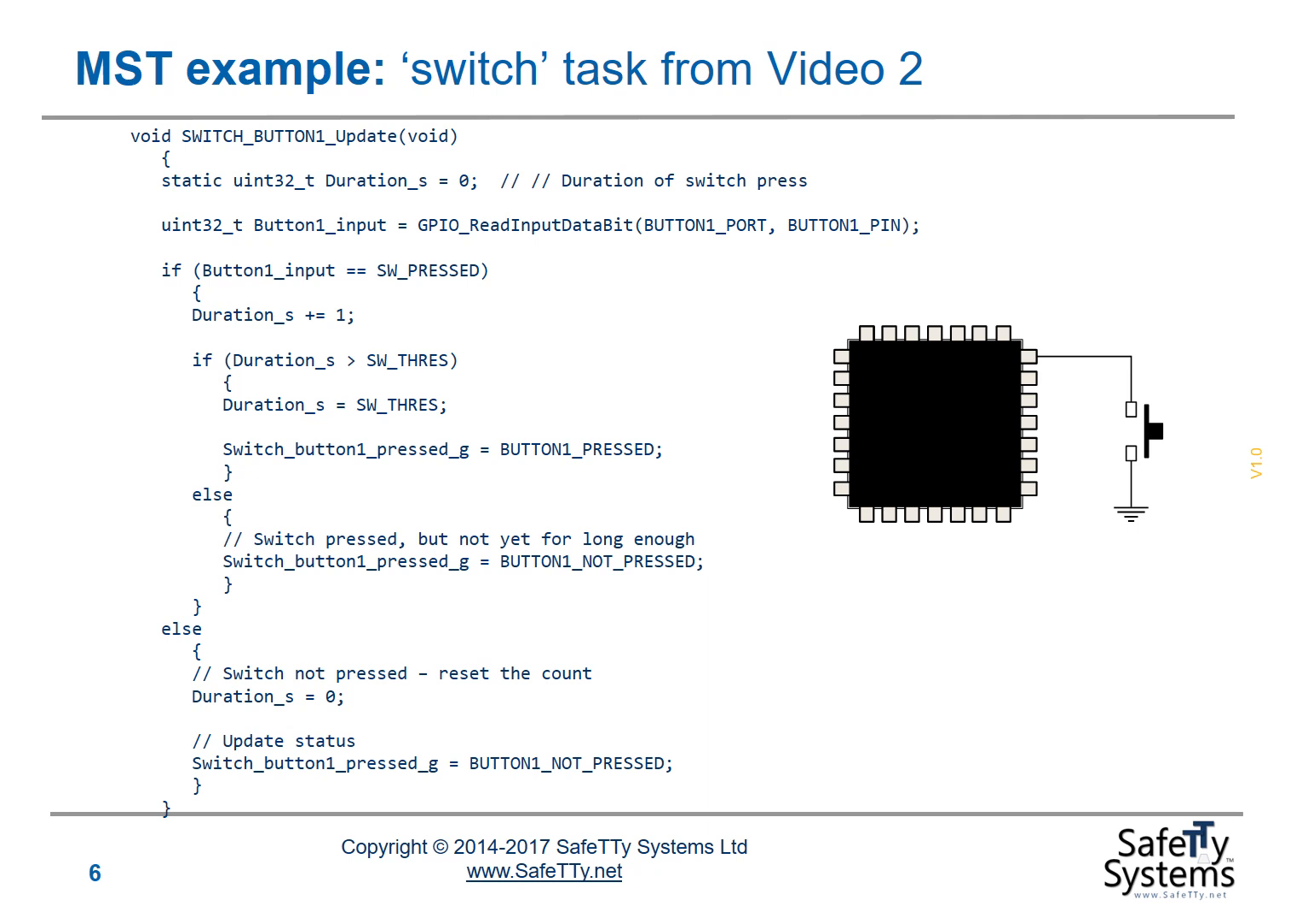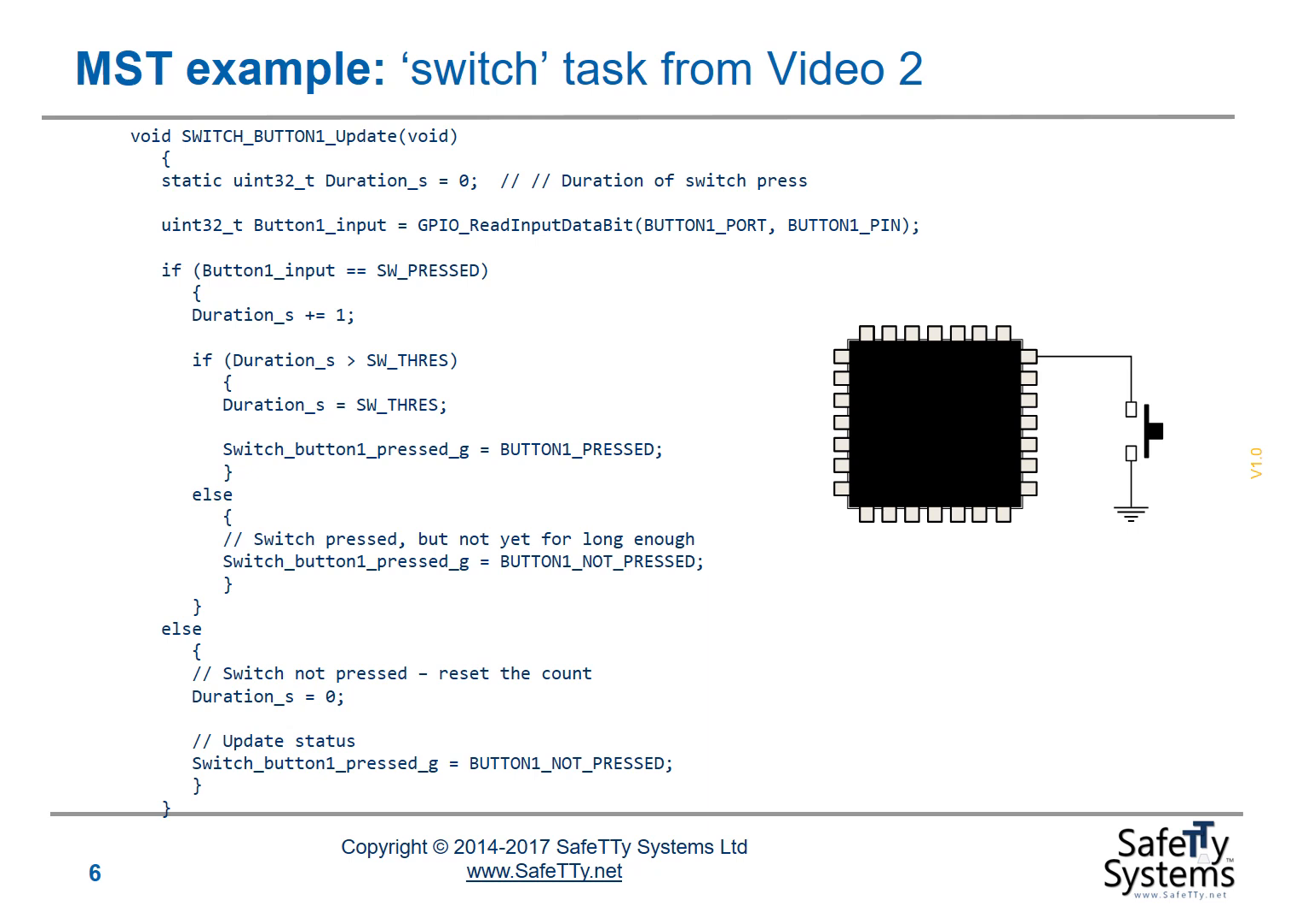We have a static variable, duration S, and this stores the duration of the switch press. What it's counting up here is the duration of the switch press measured in task calls. So the duration increases by 1 if the switch is still pressed after we've called the task once. If it's still pressed after we've called the task 10 times, the duration S will be set to 10.